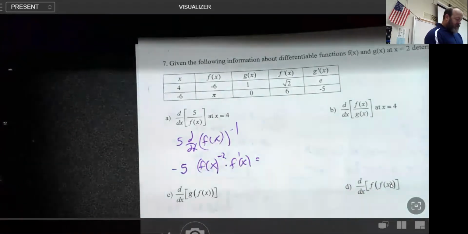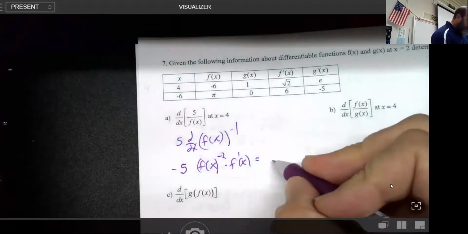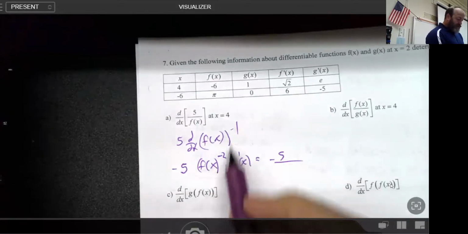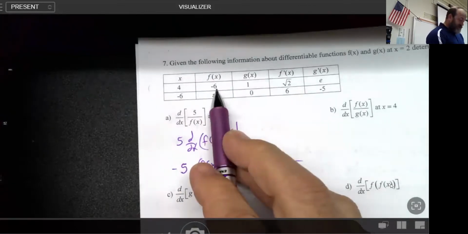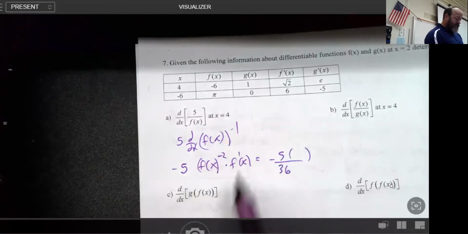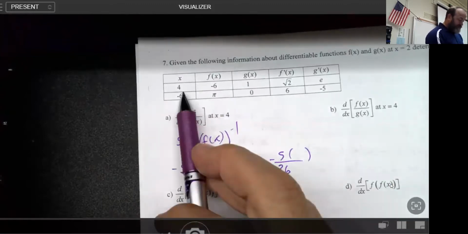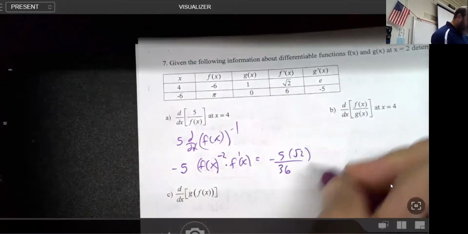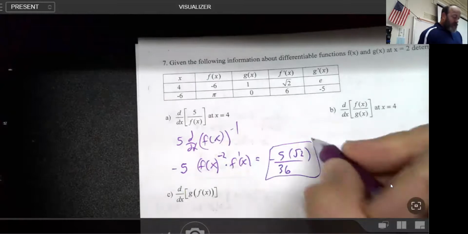And so if we thought of it in that way, of course, f of x at 4, f of 4 is negative 6, right? And then negative 6 squared is 36. That's going to go in the bottom. And then I need to multiply that by f prime of 4. And f prime of 4 is root 2. And so I guess that's my answer right there.